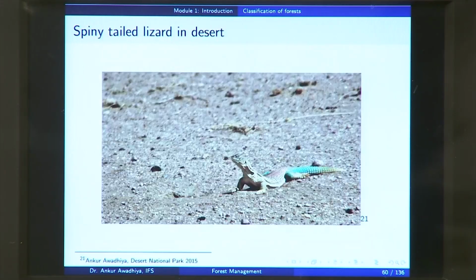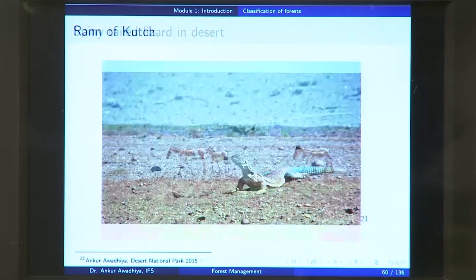Now, even these areas are home to a number of animals, such as this spiny tail lizard, which you can find in the Desert National Park.